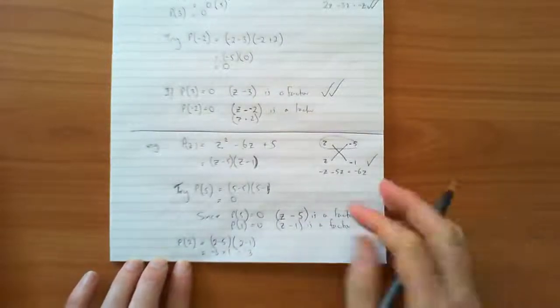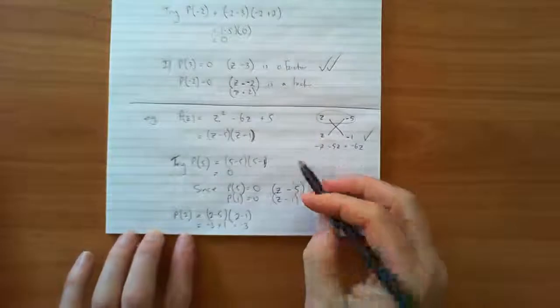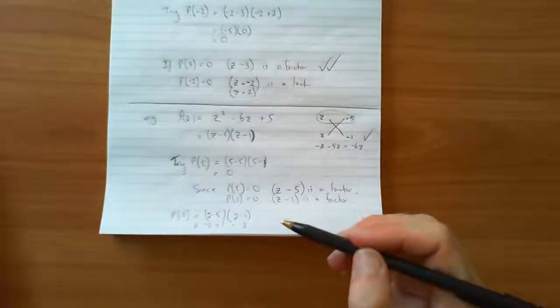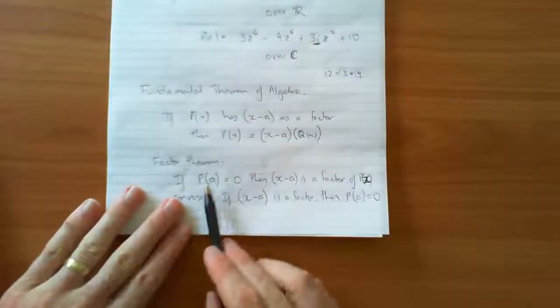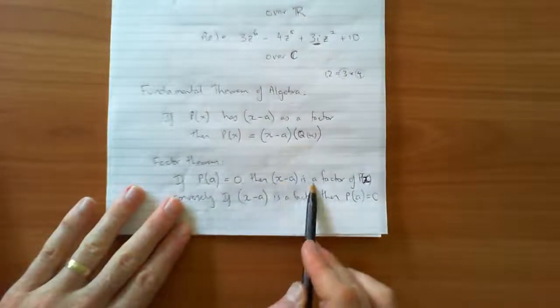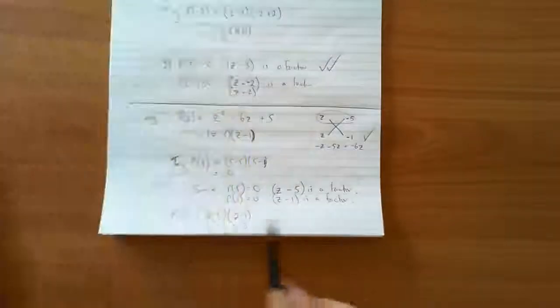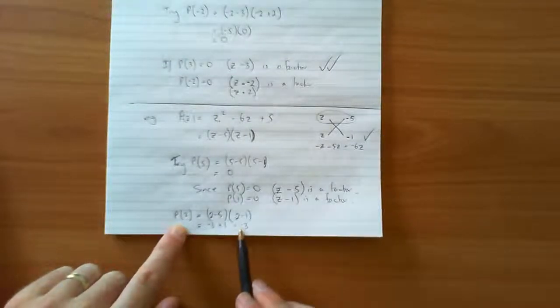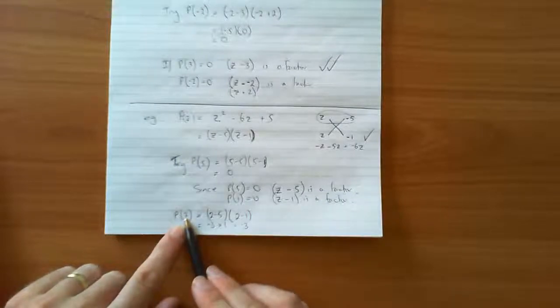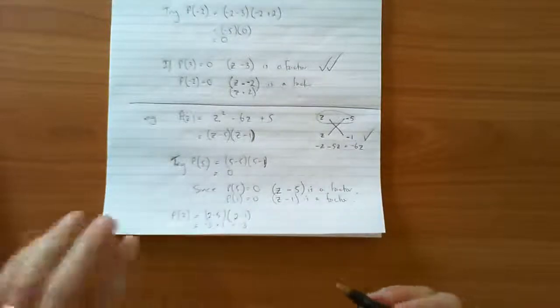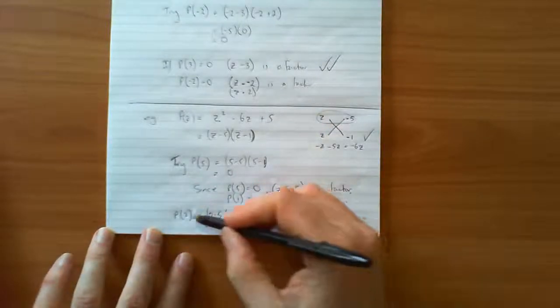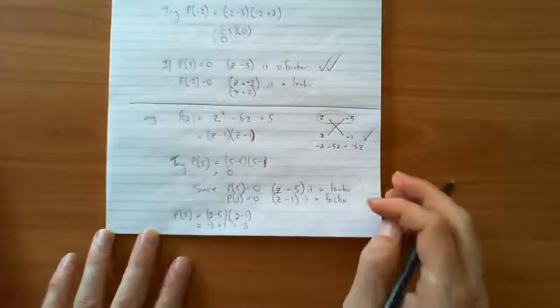Is that any use to us in terms of factor theorem? No, because factor theorem says if P of A equals 0, then Z minus A is a factor. So here, P of 2 didn't equal 0. So all that tells us is that Z minus 2 in this case is obviously not a factor. Big deal. We knew it wasn't, but that's what would happen if it wasn't a factor. Then we wouldn't get 0 there.